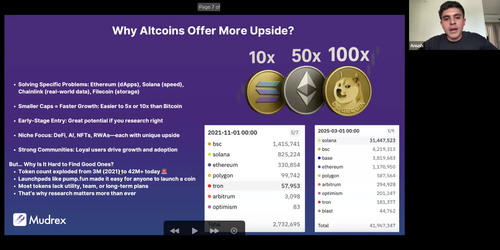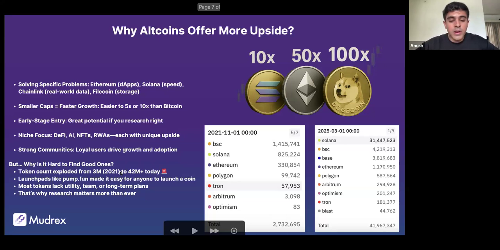Altcoins, on the other hand, are often still in the early stages. Because they're smaller, even a small wave of demand can push the price up a lot. That's why sometimes you'll hear about altcoins doing a 5x or a 10x in a very short span of time. Of course, the flip side is that they can also fall just as fast. So risk is higher too.